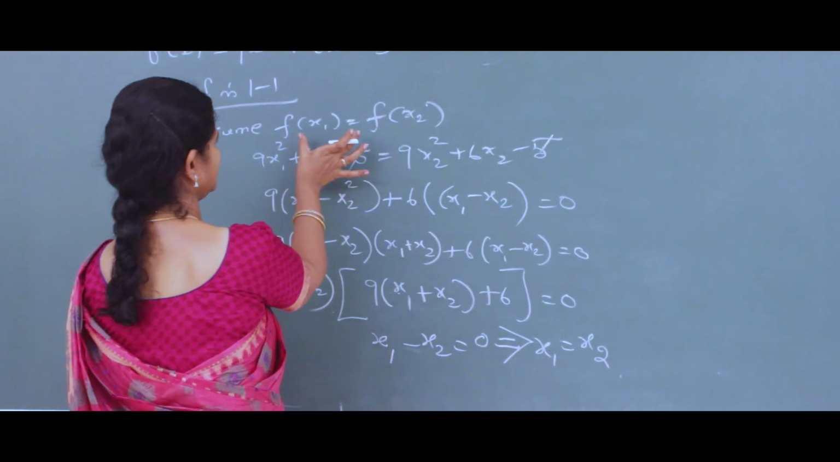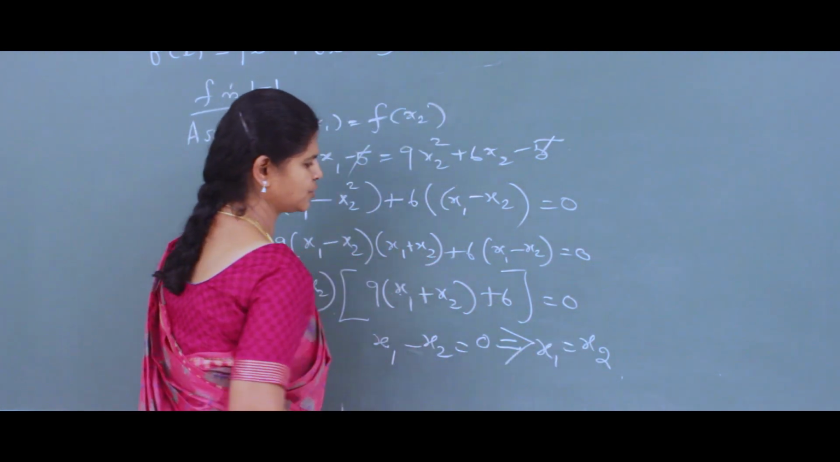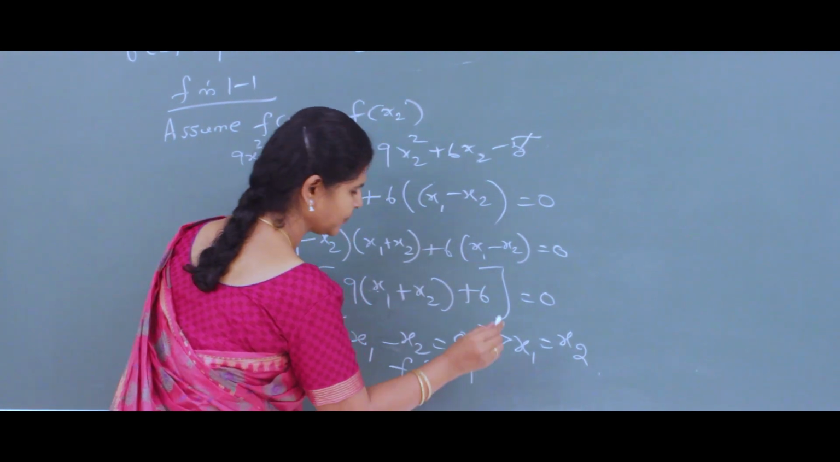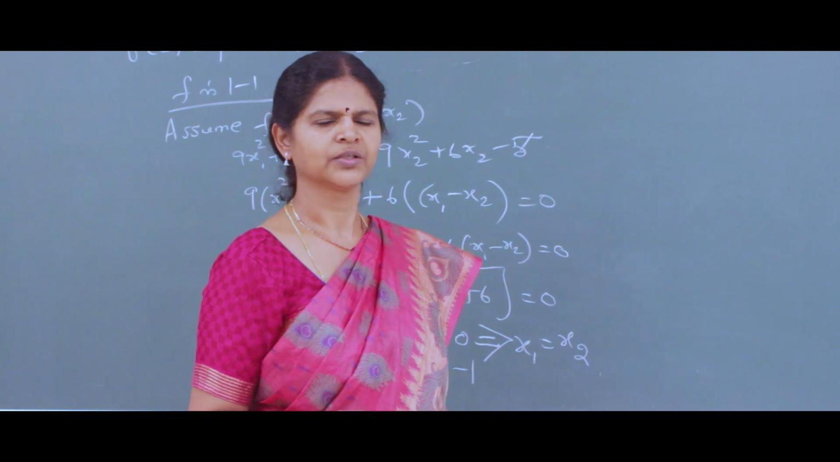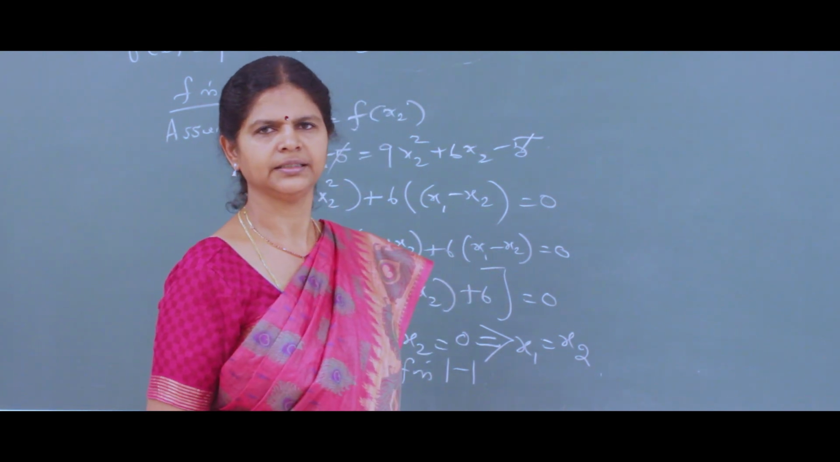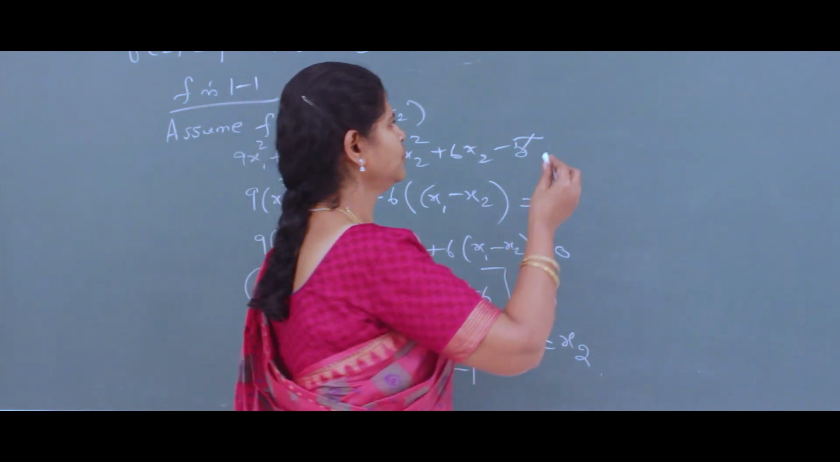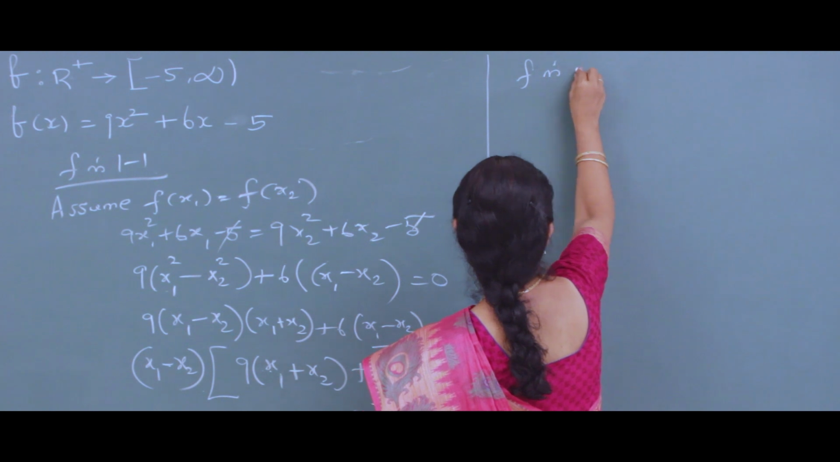So when you assume f of x1 equal to f of x2, you get x1 equal to x2. Therefore f is 1 to 1. So 1 to 1 is proved. Next we are going to prove onto. To prove onto, again we show range equal to codomain. So let us prove f is onto.